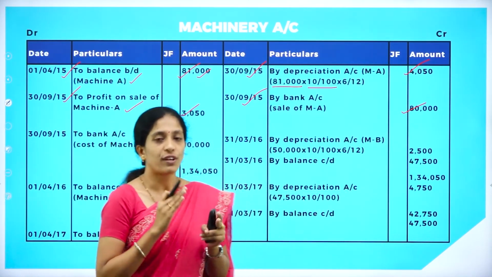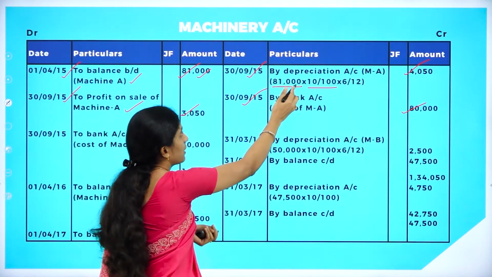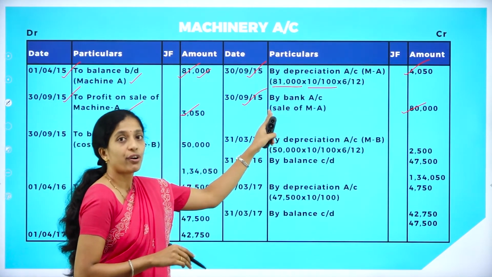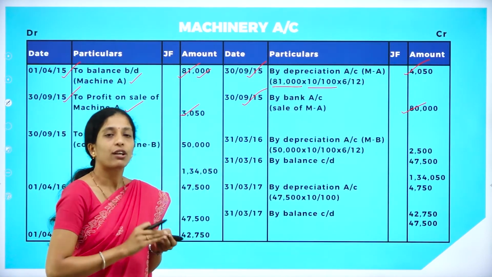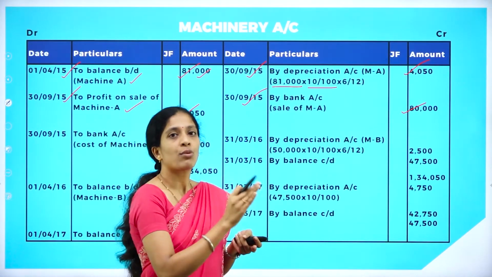So what you have to do: first bring down the balance of the machine, charge the depreciation till when the machine was there in the business. Next, record the entry for selling of the machine. Next, record the entry for profit or loss on sale of the machine. Now we are done with machine A.